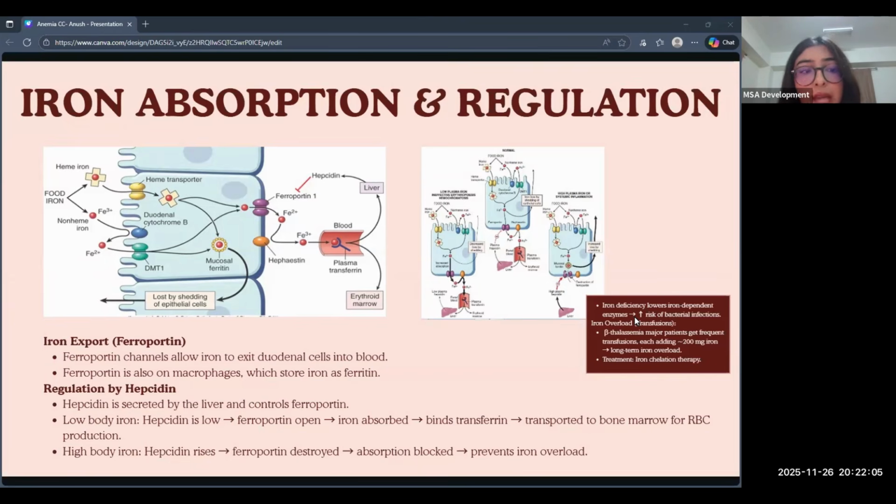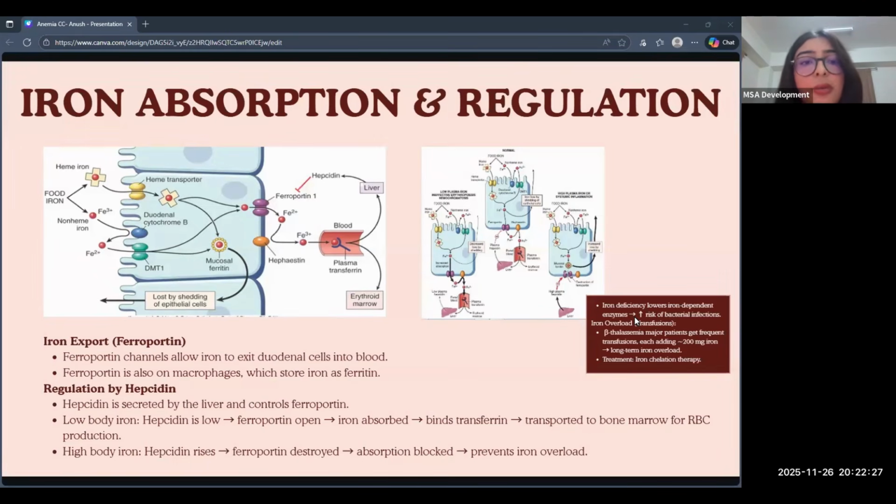Now coming to high body iron, I said that in that case, hepcidin rises, ferroportin is destroyed, and you'll see that the absorption is blocked. Now, iron deficiency lowers iron-dependent enzymes, okay? And this increases the risk of bacterial infections. I want you to remember this, and it's very important.